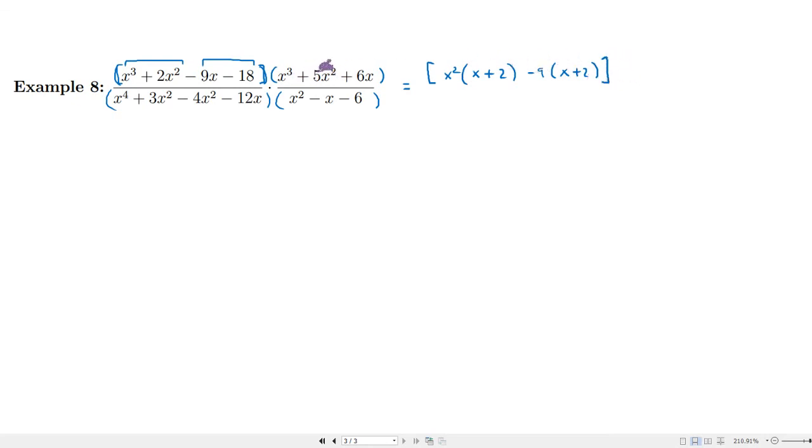In this cube, we have a common factor of x in all the terms. So I can factor the x out, and we're left with x squared plus 5x plus 6. And that's going to be a nice trinomial that we can factor. Down here, we have x to the 4th, an x squared, and an x. So we could factor out the x, and we're left with a cubic.